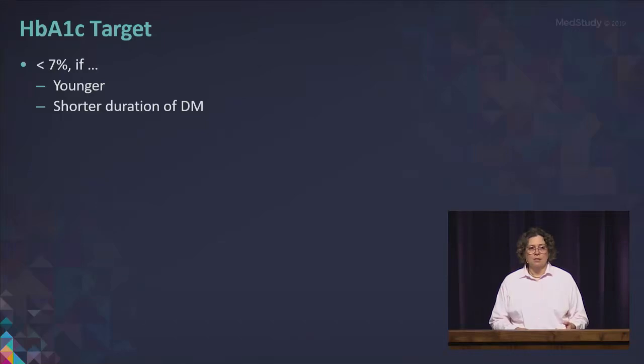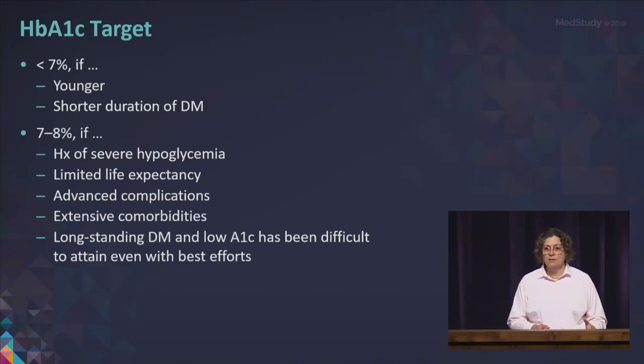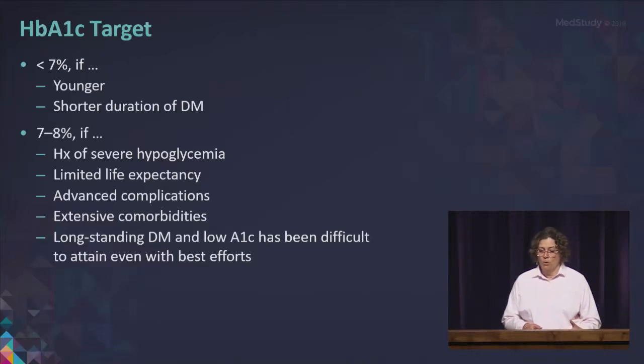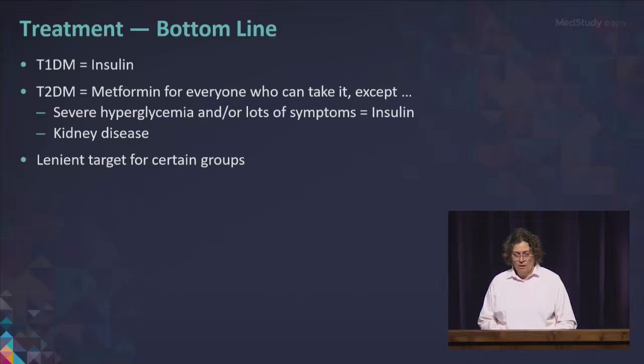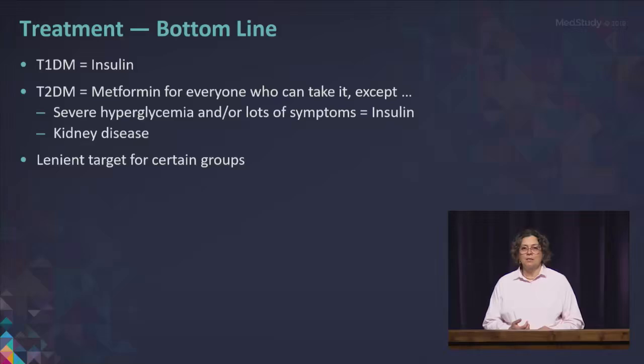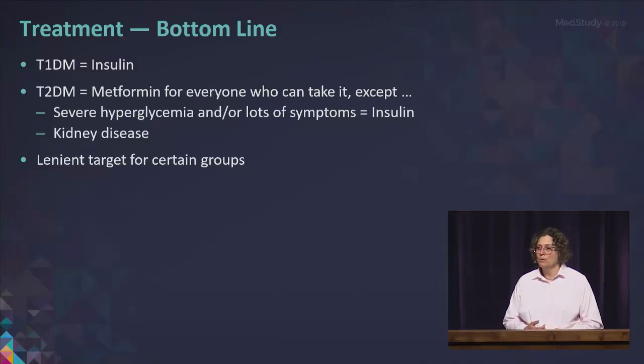So target A1C, low if you're young and healthy and newly diagnosed. More lenient if you're having hypoglycemia, limited life expectancy, comorbidities, or you've had longstanding diabetes and difficult to attain control. So bottom line, everybody with type 1 gets insulin, and we never hold basal insulin, even if NPO. If you hold basal insulin, you're going to have someone go into DKA. For type 2, metformin is a rock star. We try to get metformin on everybody. But in the context of symptomatic hyperglycemia, the only thing that's going to fix that is insulin.